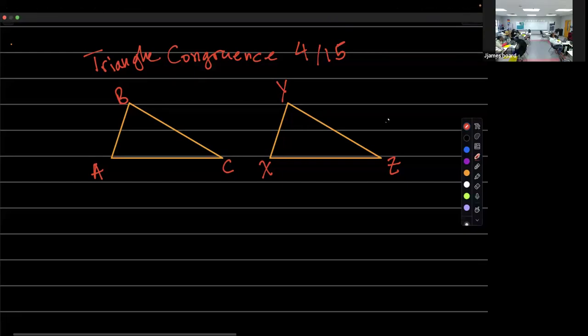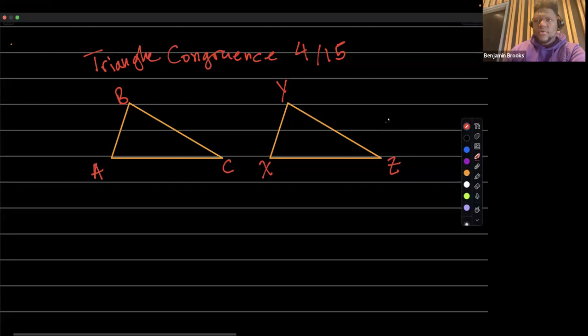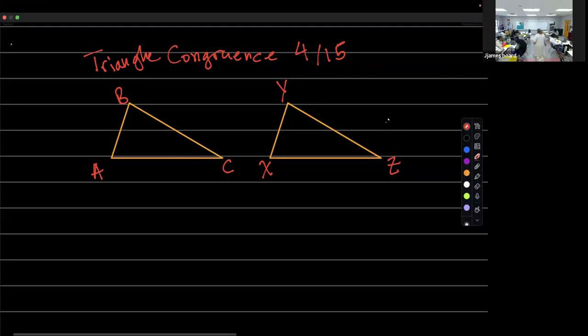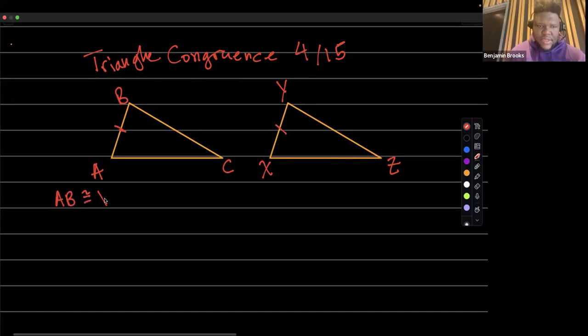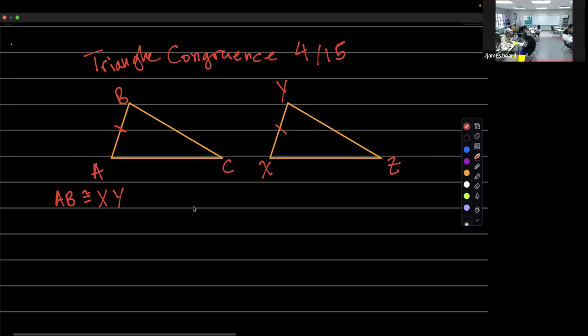So we have triangle ABC and triangle XYZ, and we're doing triangle congruence here. I'm going to move kind of quickly because I want to make sure that you have it with me. To note that AB is congruent to XY, we're going to use one hash. And down here, we'll say AB is congruent to XY, okay? And you're going to do that with this hash mark here.